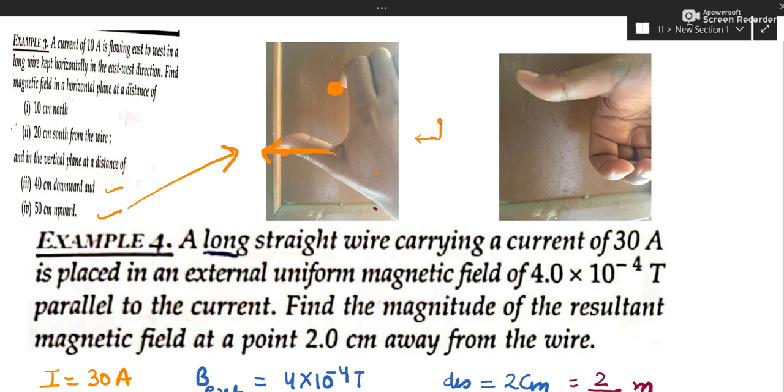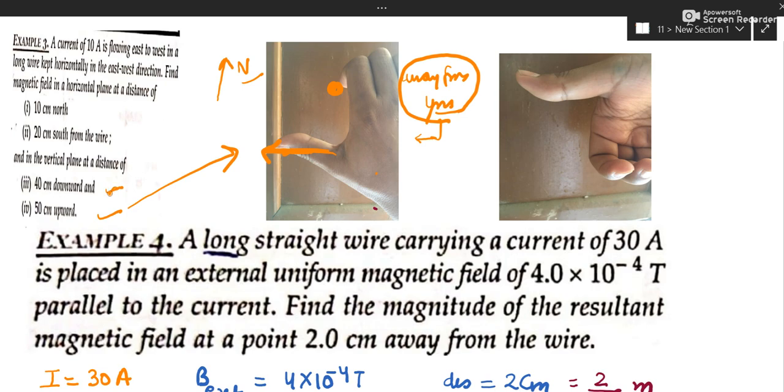So, you will see that your fingers are pointing away from you. Fingers will be pointing away from you. So, that is the direction of magnetic field. Away from you, or you can say away from you is north. So, you can write it. It is from south to north or simply along north.